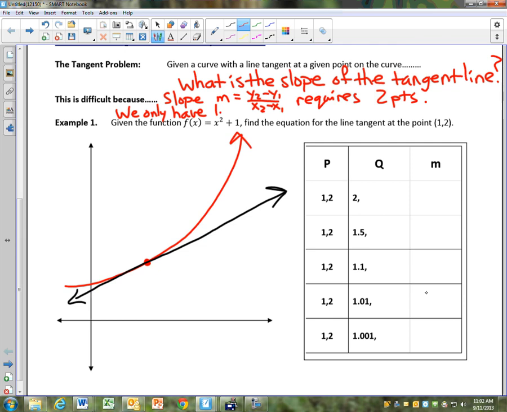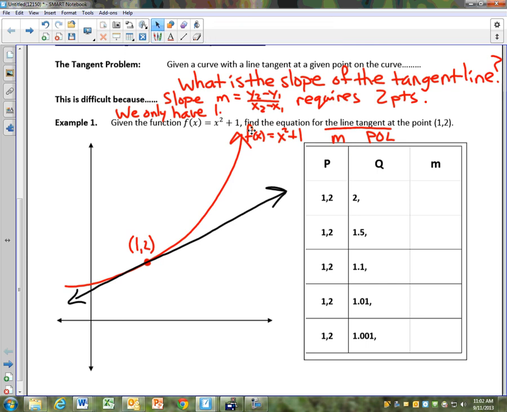So, if we have this function, f of x is equal to x squared plus 1, I want to find an equation for the line tangent at the point 1, 2. So we're going to call this point here 1, 2. Now, here's what I'm going to do. In order to find an equation for a line tangent, I need two things. I need slope, and I need a point on my line. Everybody agree? I need those two things.